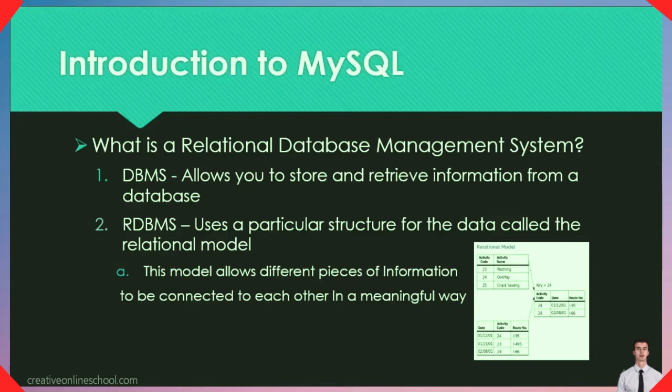Now, a relational database management system does the same thing, but it uses a particular structure for storing the data called the relational model. This model allows different pieces of information to connect to each other in a meaningful way. For example, if you look at the image on the right, you can see that there are 2 different sections of information, but despite these being stored separately, you can produce a combined section of the information. This is possible because both sets of information have something in common, the activity code. That commonality is what relates them, and storing information with those commonalities is what makes the database relational.